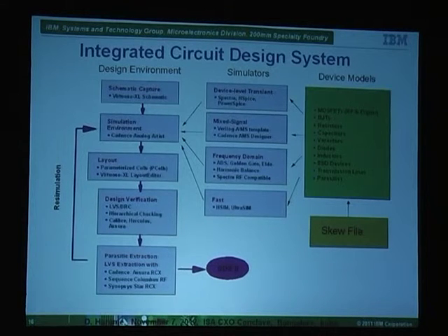These models have to be statistical, they have to go across temperature, they have to go across bias, and what we do is we make them fully scalable. So in our design kits, you can take a CMOS transistor, you can make multiple gates, you can make longer, you can change the gate lengths. They're really fully scalable statistical models across temperature and bias.